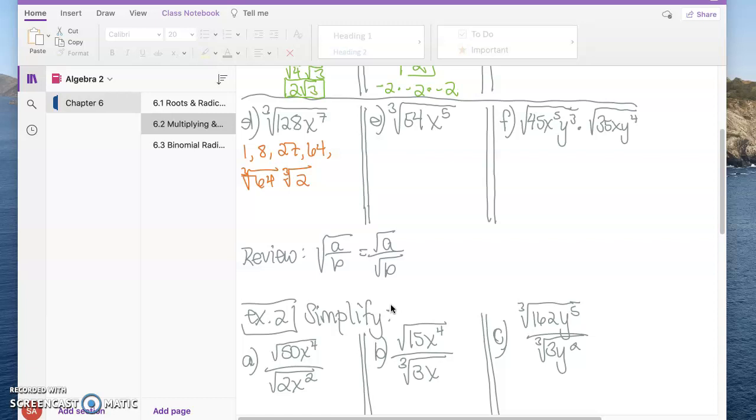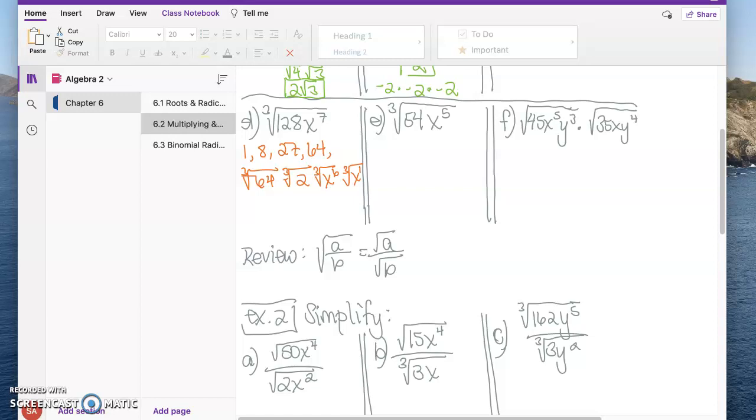The x to the 7th, I'm going to break up into a perfect cube, which is x to the 6th, and whatever's left. So I'm looking for an exponent that's a multiple of 3. So the largest multiple of 3 that goes into 7 is 6. So I broke it up into x to the 6th and x to the 1st. So then now I need to ask myself, well, we already figured it out, right?